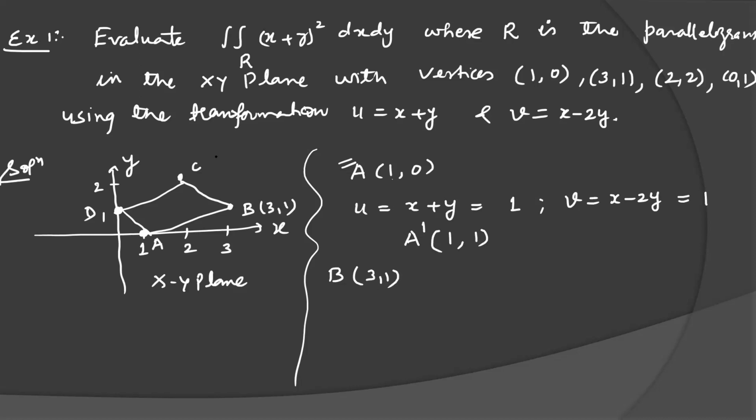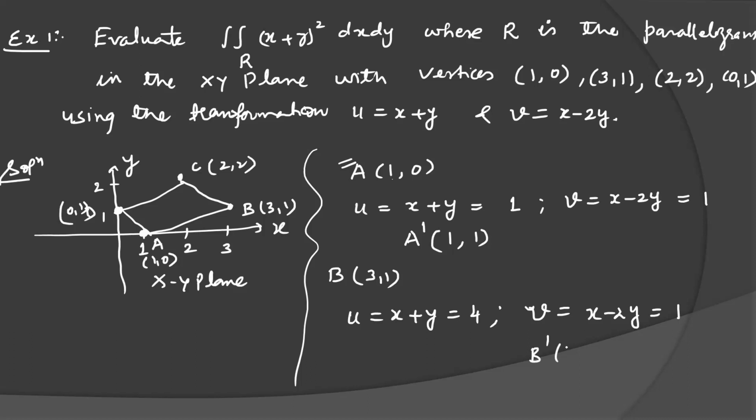Now the new coordinate for B. The points are 3 comma 1, 2 comma 2, 0 comma 1, and 1 comma 0. For 3 comma 1, U will be x plus y, meaning it is going to be 4, and V is equal to x minus 2y, so it is going to be 1. So B dash is actually 4 comma 1.